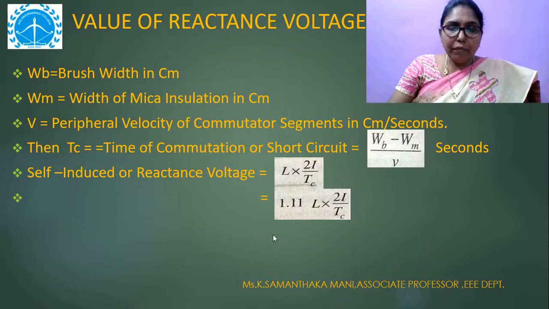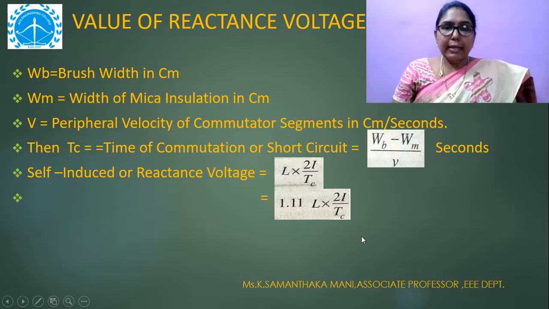Coming to another formula, the same reactance voltage can also be calculated for a sinusoidal commutation, that is 1.11 into L into 2I by TC. So these are the formulas for calculating reactance voltage for either linear commutation or sinusoidal commutation.